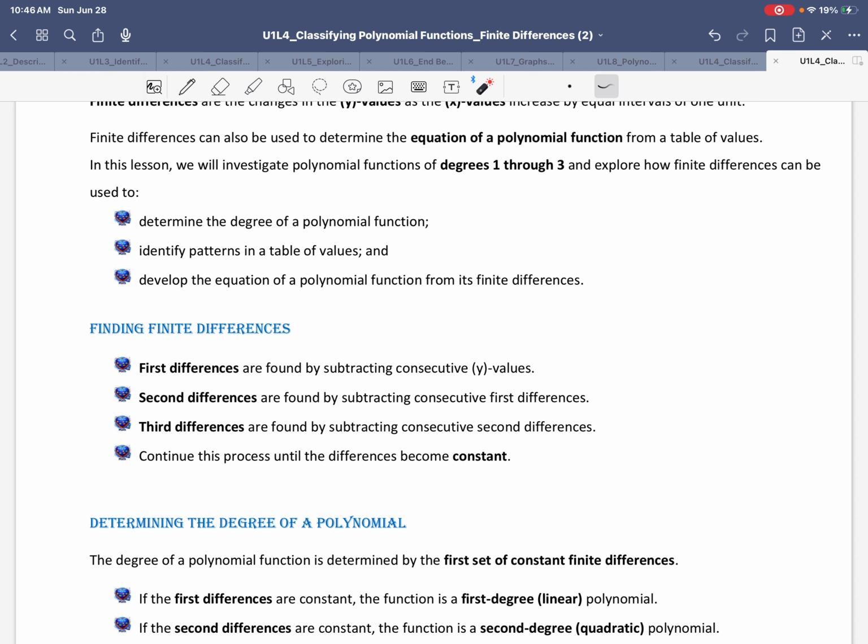So when the differences finish changing, we're going to stop there and we're going to be able to determine the degree of the polynomial function just based on that. So finish, finite, remember that.